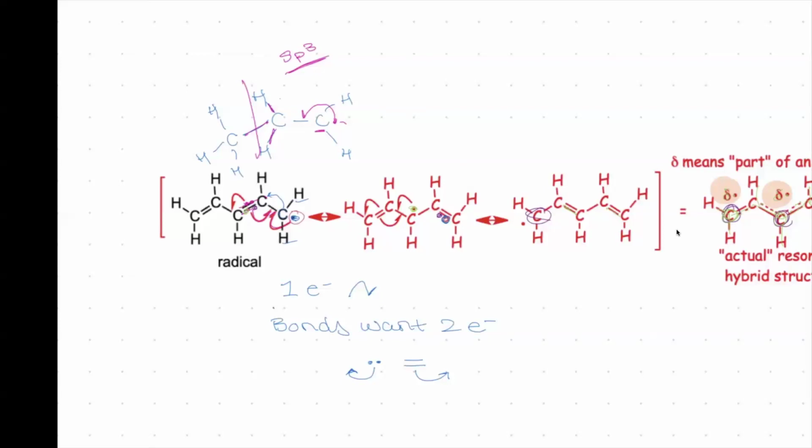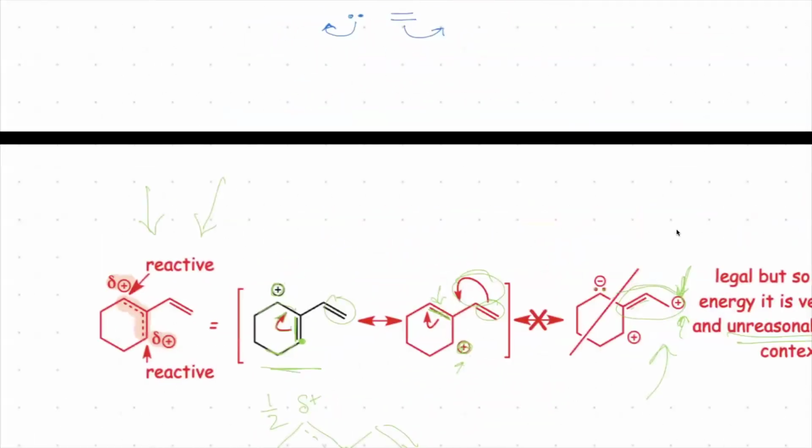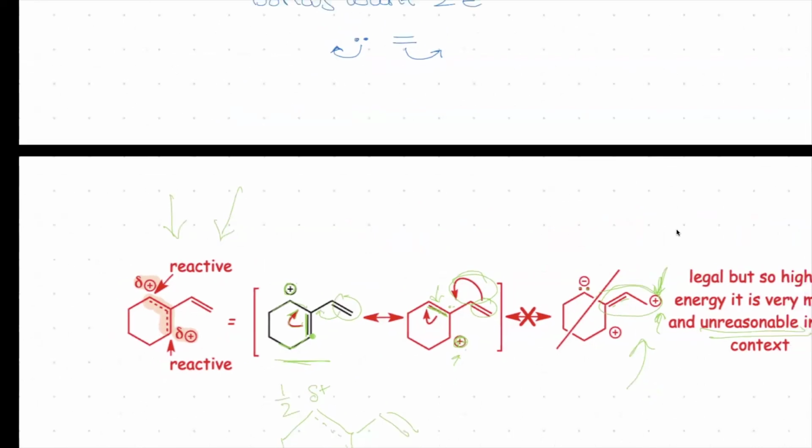Double bonds, or rather paired electrons, can jump entire bonds. So we don't have that.